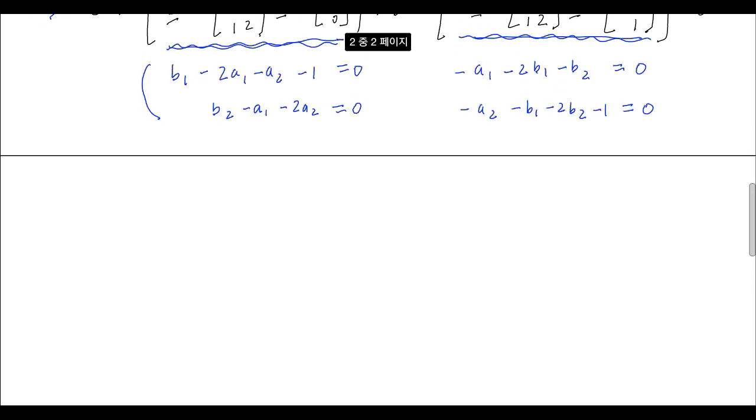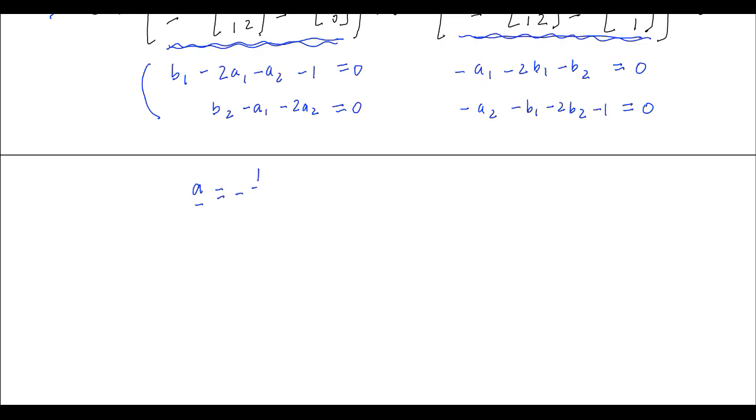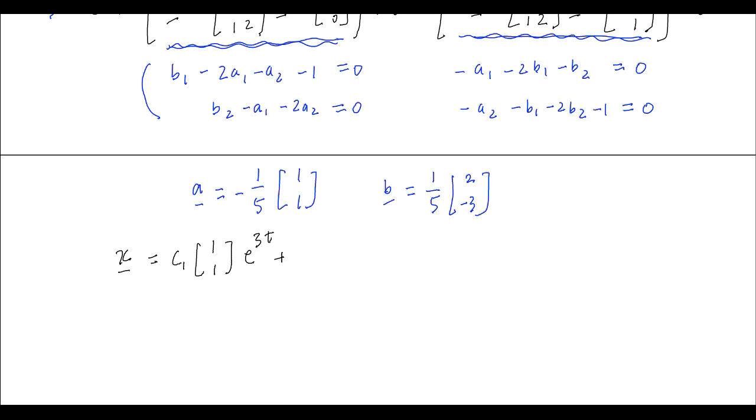So, if you solve these, you can actually get A equal to minus 1/5 times (1, 1), and B is actually 1/5 times (2, minus 3). Then the general solution is a combination of xh and xp. So we can write the general solution x as c1 (1, 1) e to the 3t plus c2 (1, minus 1) e to the t.